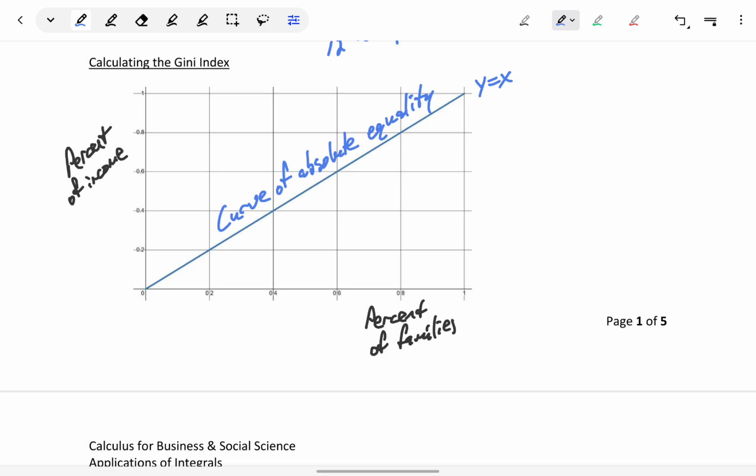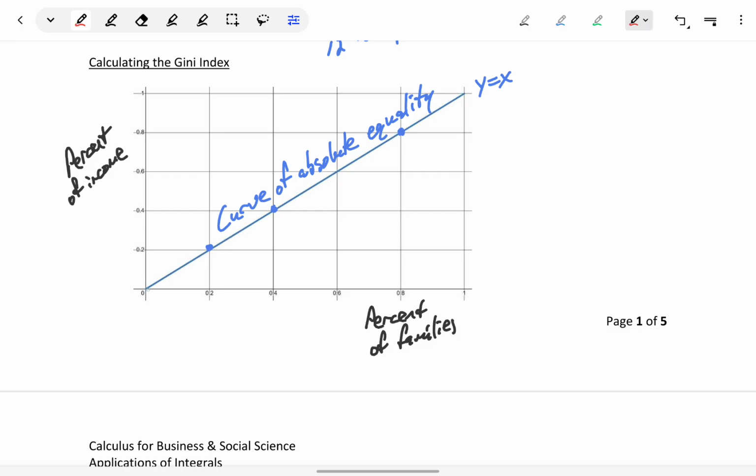We call it that because when we look at the xy pairs that make up this graph, we would see that 0.8 or 80% of families have 80% of the income. 40% of families have 40% of the income, and so on. 20% of families have 20% of income. That is referred to as absolute equality in terms of income distribution.